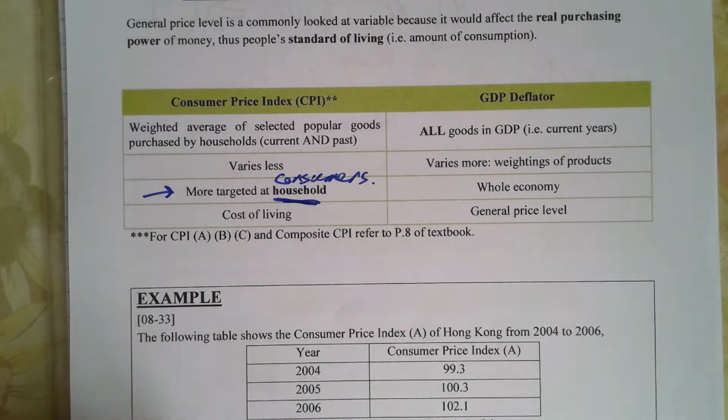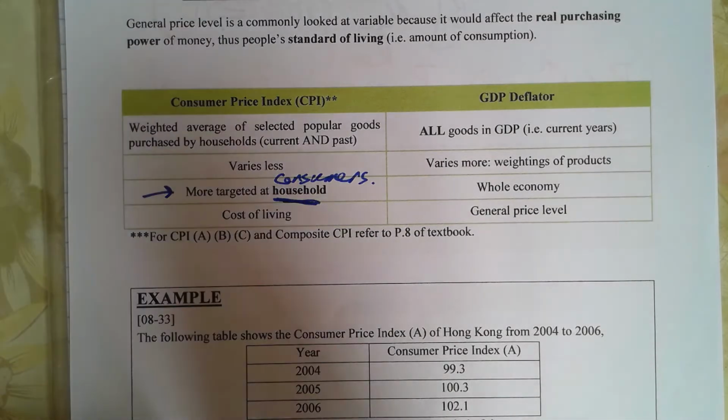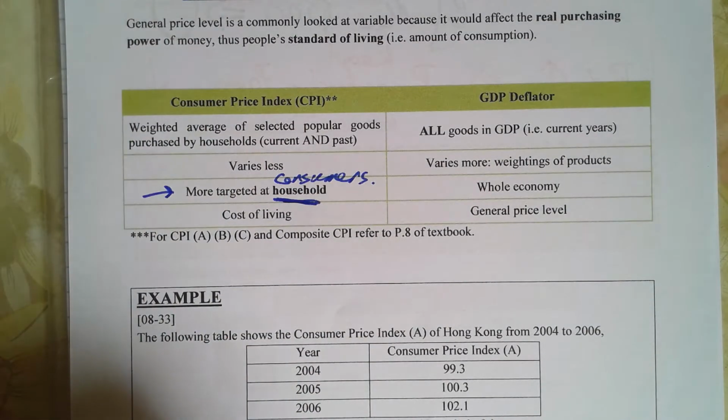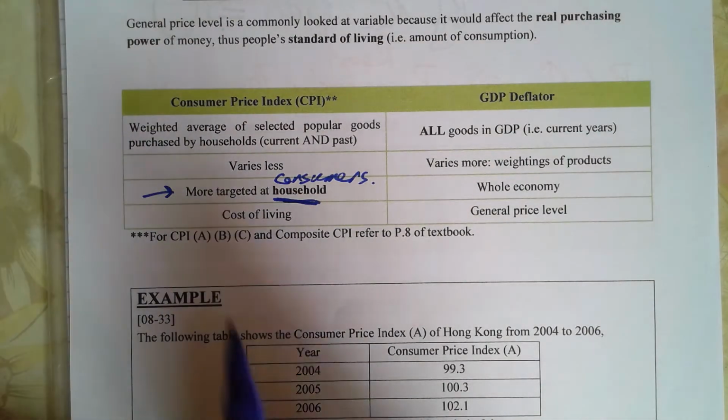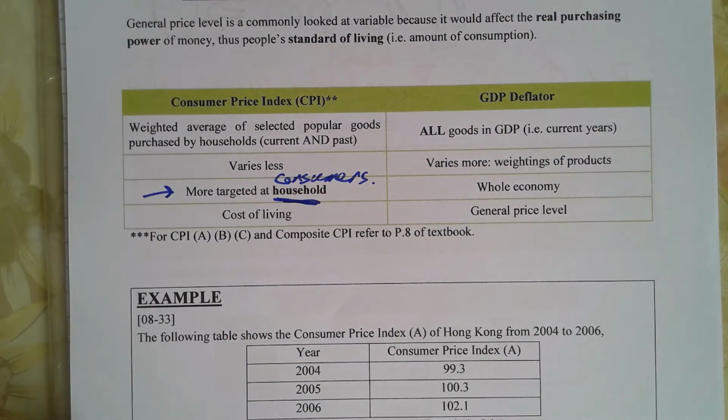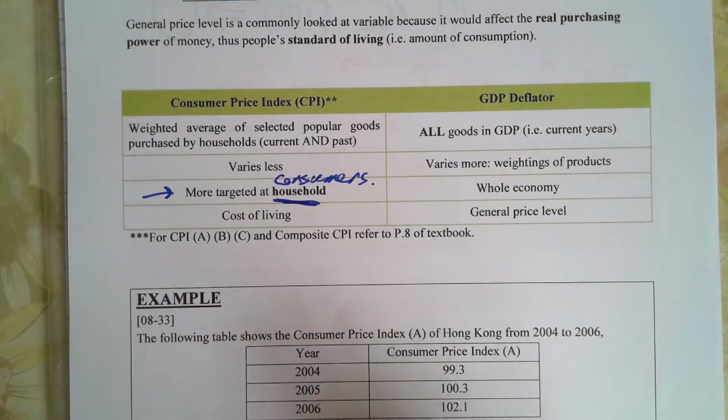For example, let's say Coca-Cola is the most popular. Therefore, Coca-Cola will be counted more in the CPI. Also, let's say rice, which is very important. Others are less important, like Nike, your Air Jordan shoes, maybe not as important. Therefore, the weighting of shoes in CPI would be lower. That is how CPI is calculated.